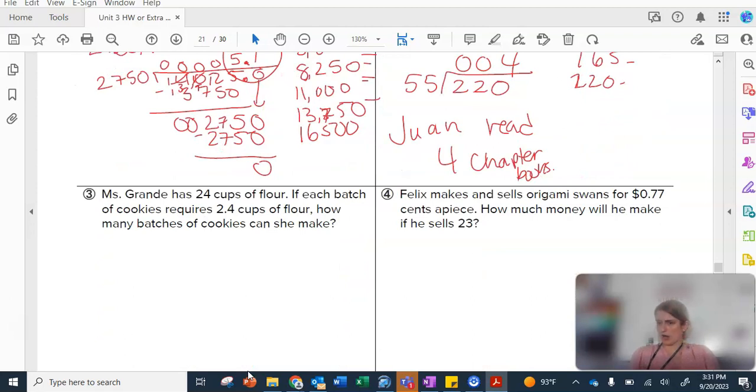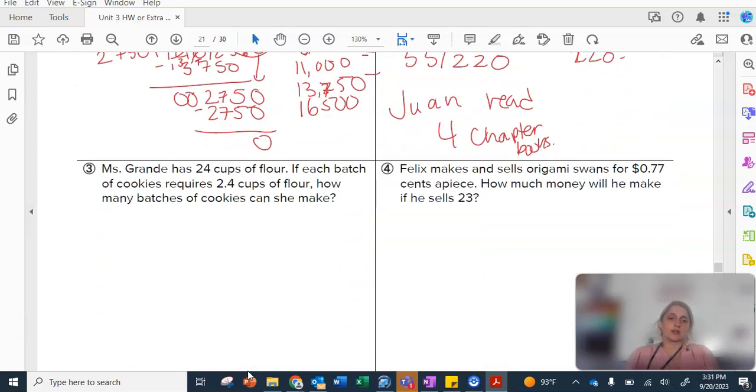Miss Grande, Ariana Grande, Miss Grande has 24 cups of flour. If each batch of cookies requires 2 4/10 cups of flour, how many batches can she make? Okay, this is again a division problem. You have all of your flour, the total amount is going inside. The amount for one batch is going outside.